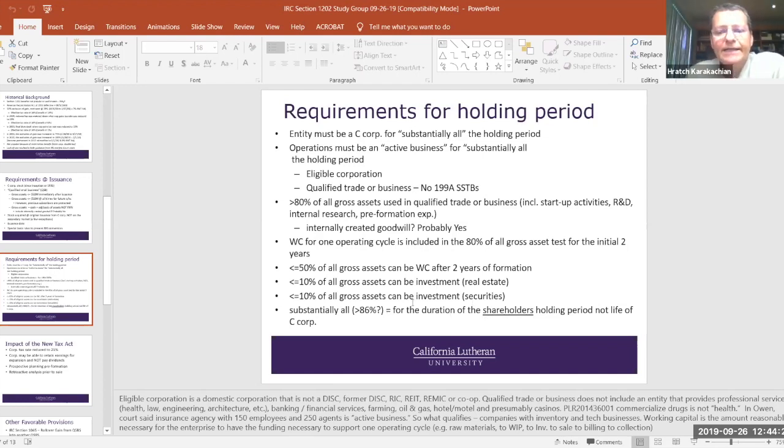No, that is measuring the substantially all. Meaning the holding period. Meaning the entity has to be a C corporation for 86% of the time. Right. Of that holding period. And the other one is 86% of the time or more, the entity operated a qualified trade or business during this period of time.